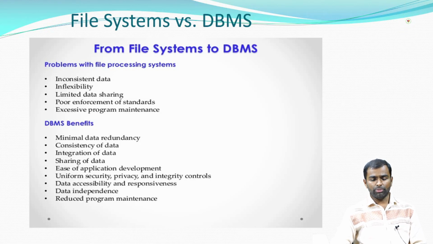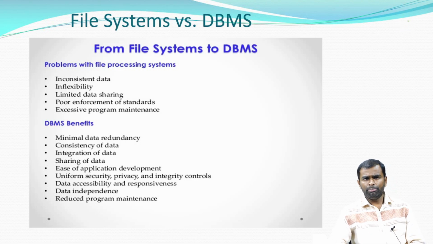So from file system to DBMS, the problems with file processing systems are inconsistent data, inflexibility of data, limited data sharing, poor enforcement of standards, and excessive program maintenance. These are all different drawbacks of the file systems. Previously we had C, C++, Java. These are different programming languages, you know. These are all related to file systems.